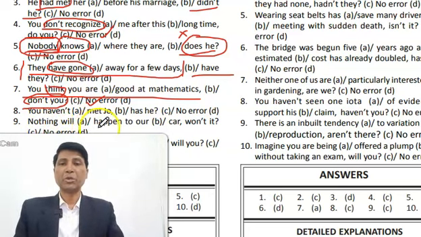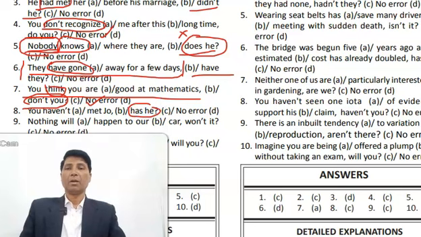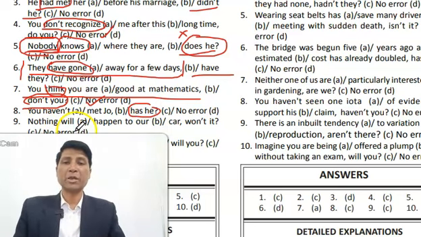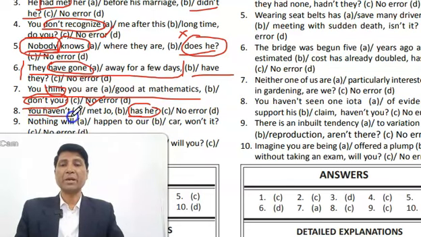You haven't met Joe. Has he? So here the tag has been formed by using the auxiliary verb has, but as you can see the main statement is negative and the subject of the main statement is you, not he. So the tag is wrong. In place of has he, it should be have you. You haven't met Joe. Have you? Moving on to question number 9.